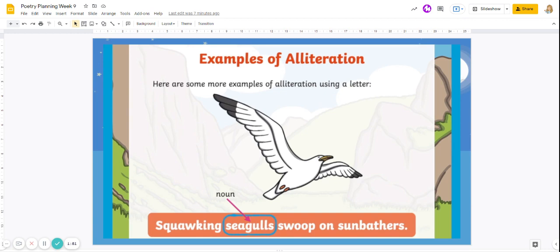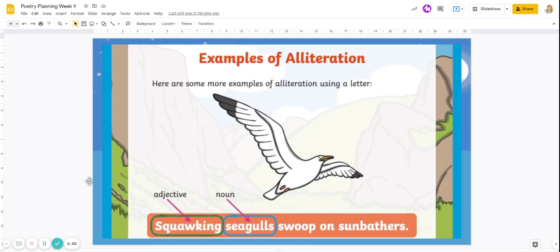So then we come up with a relevant adjective that also starts with that same letter. So in this case, I used squawking. So the adjective squawking also starts with S. Then you can see if you can include the same letter in any verb, i.e. swoops here, or any other nouns, i.e. sunbathers in the sentence. Squawking seagulls swoop on sunbathers. That's a great alliterative sentence.